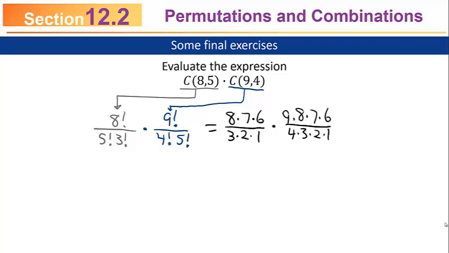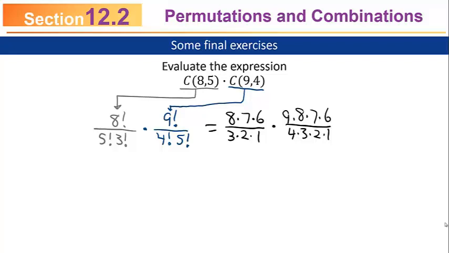To do those, you can either take my advice and do some cancellation. Think of 8 factorial as 8 times 7 times 6 times 5 times 4 times 3 times 2 times 1, and think of 5 factorial as 5 times 4 times 3 times 2 times 1, and a lot of that cancels. In fact, in the first numerator, all you're left with is 8 times 7 times 6. The 5 factorial from the denominator completely goes away, and you're only left with 3 factorial, which is 3 times 2 times 1.